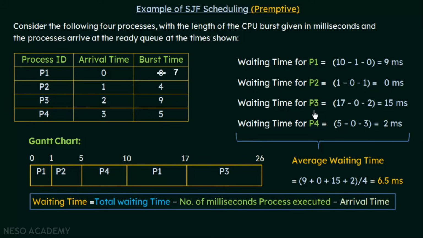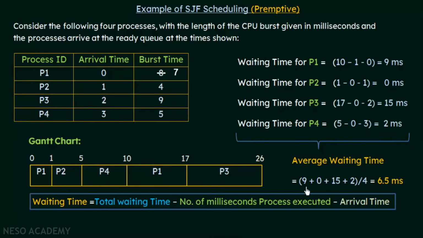Now similarly for P3, what is it? The waiting time for P3 in total was 17 milliseconds. And what is the number of milliseconds it executed before? There is nowhere when P3 executed before. So that is 0. And what is the arrival time of P3? It is 2 milliseconds. So 17 minus 0 minus 2 is 15 milliseconds. And similarly for P4, 5 milliseconds was the total waiting time. If you look here, for P4, this is the total waiting time. And then did P4 execute anywhere before? No. So it is 0. And the arrival time of P4 was 3 milliseconds, which is given here. So it is 5 minus 0 minus 3, which gives us 2 milliseconds.